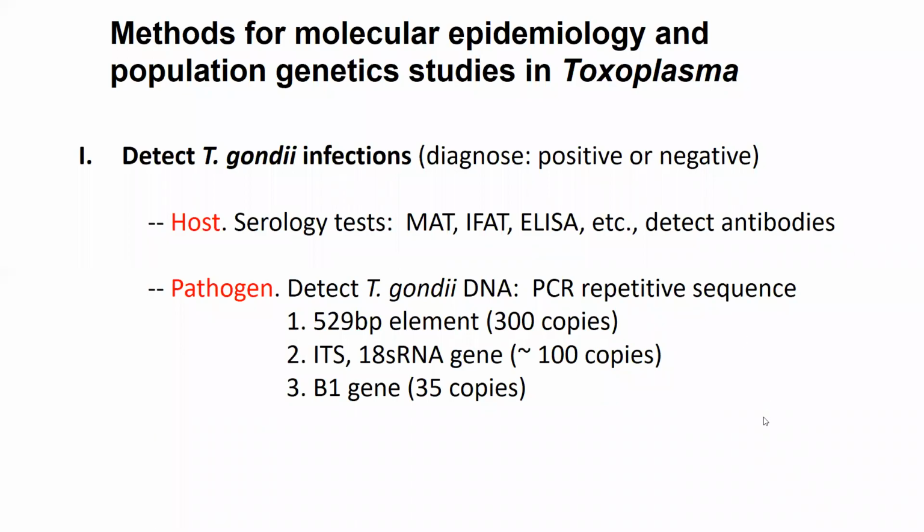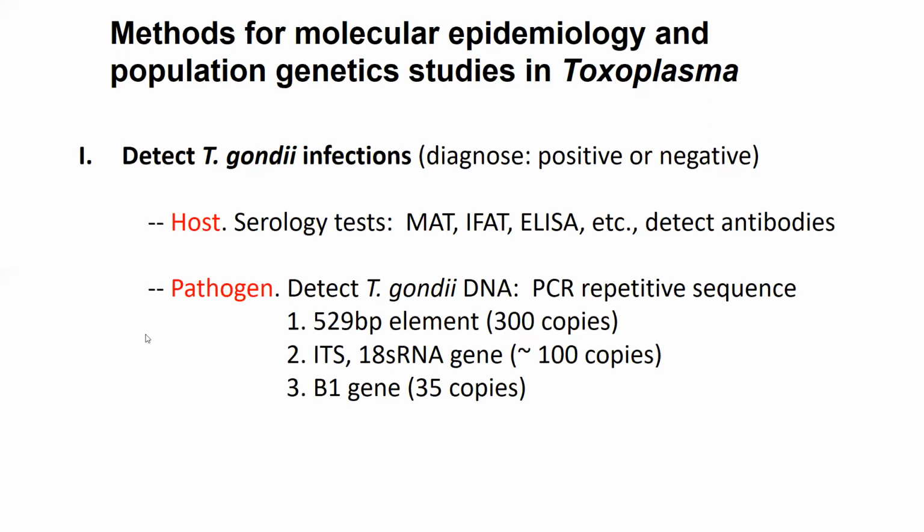Okay, so today we are going to discuss the methods for molecular epidemiology and population genetic studies in Toxoplasma. In principle, all those methods apply to other pathogens or organisms that infect any animal or human hosts. So for molecular studies of pathogens, there are different ways or different levels of detection or identification.